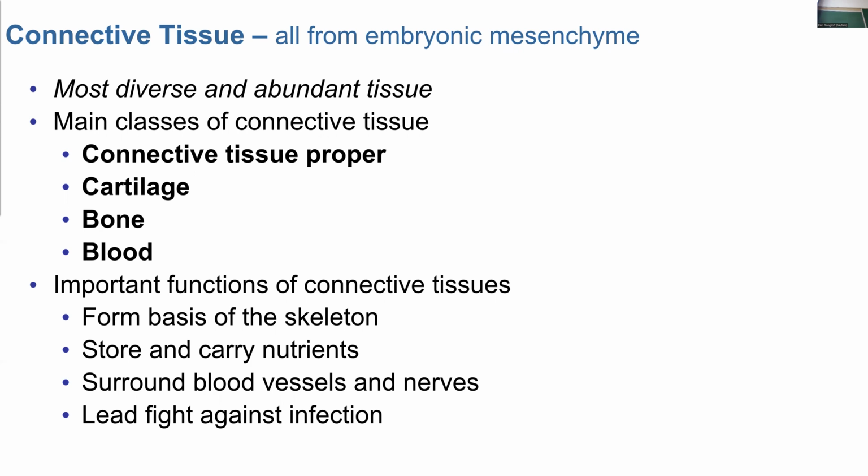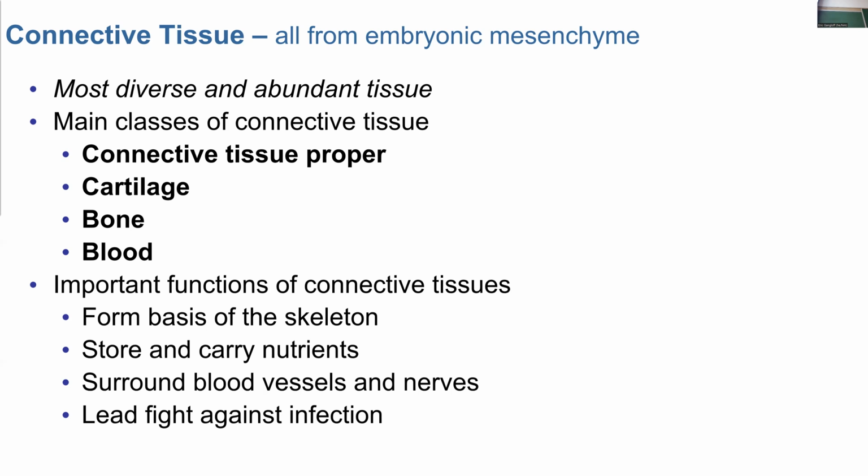We have a couple of main classes of connective tissue, not a couple. We have what's called connective tissue proper. We have cartilage, we have bone, and we have blood. It's a little weird that blood is connective tissue, but you'll see why when we talk about it in detail here. Connective tissue is important because it forms your skeleton, so it gives your body structure. And when I talk about the skeleton, I mean not only bone, but also cartilage and other associated tissues.